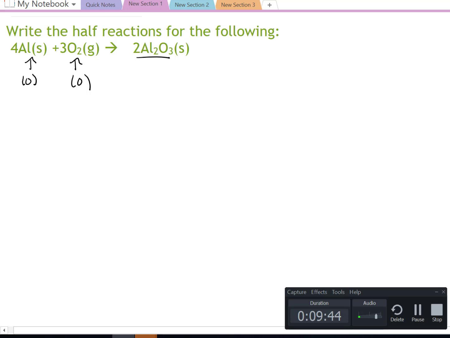Notice that this is a neutral compound. So we know that we have 2 aluminums and 3 oxygens, and this has to equal 0. Notice that here we use the subscripts because we have 2 aluminums and 3 oxygens, and this plays into the oxidation number. We do not account for this 2 in front. So just remember, it's just looking at the compound.